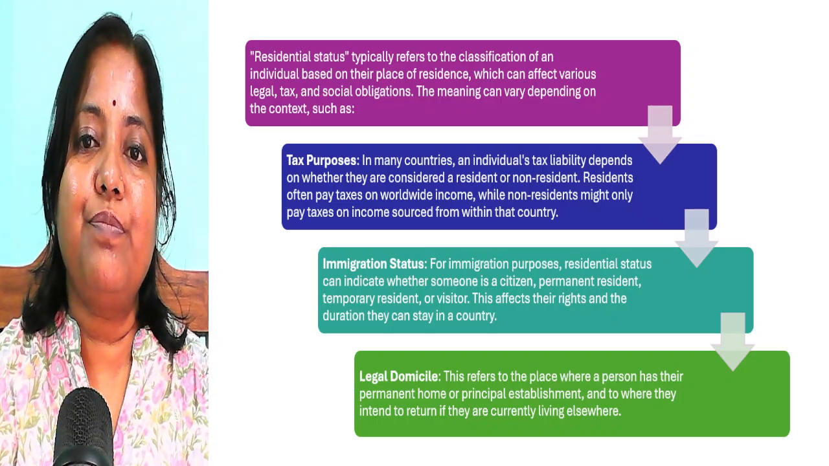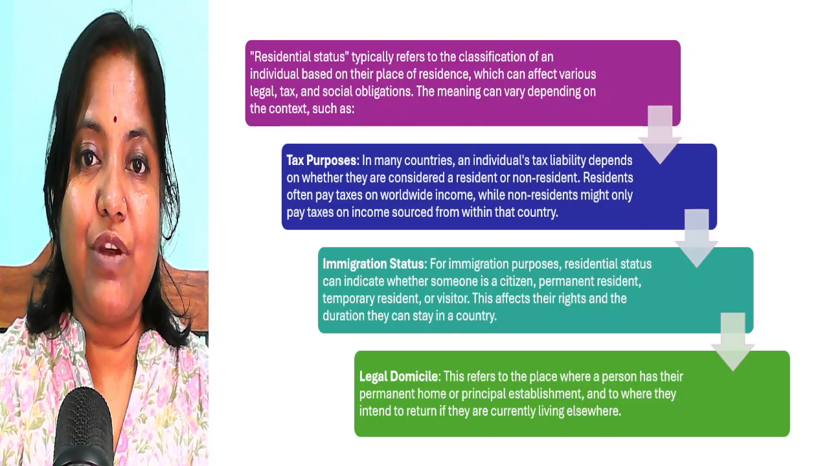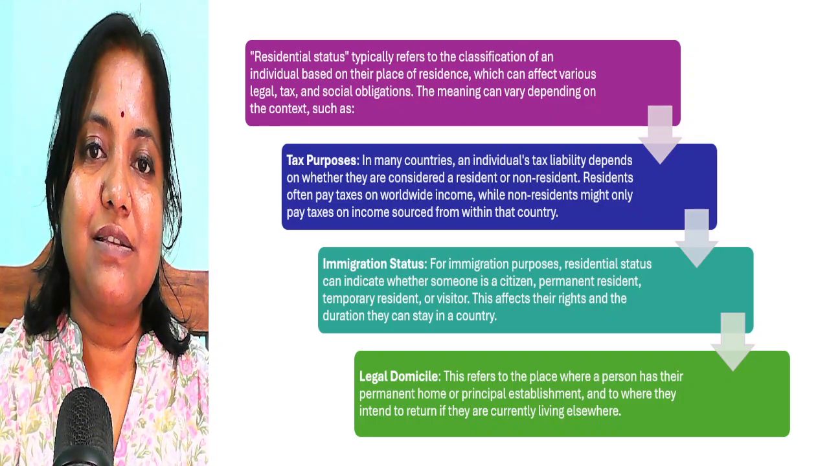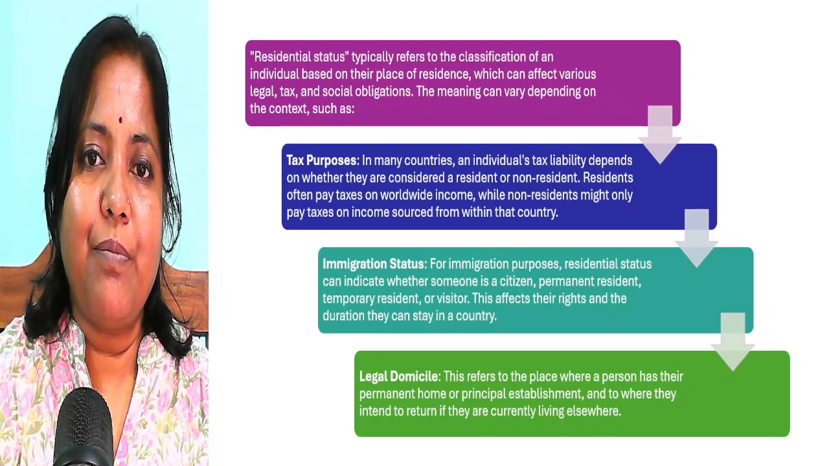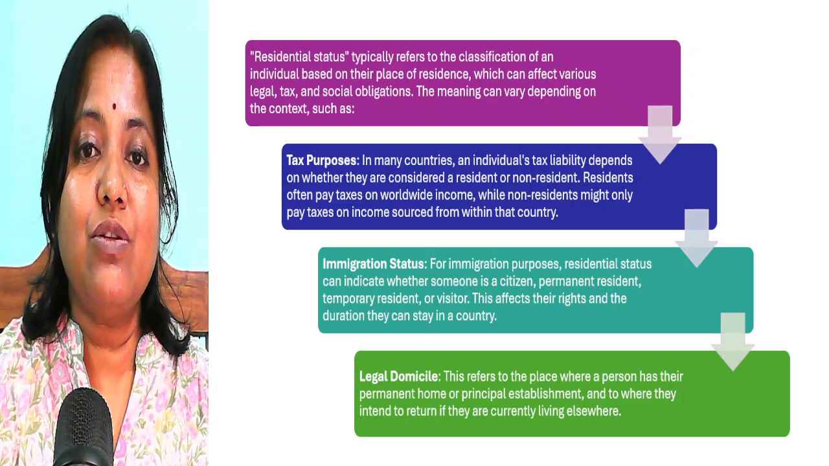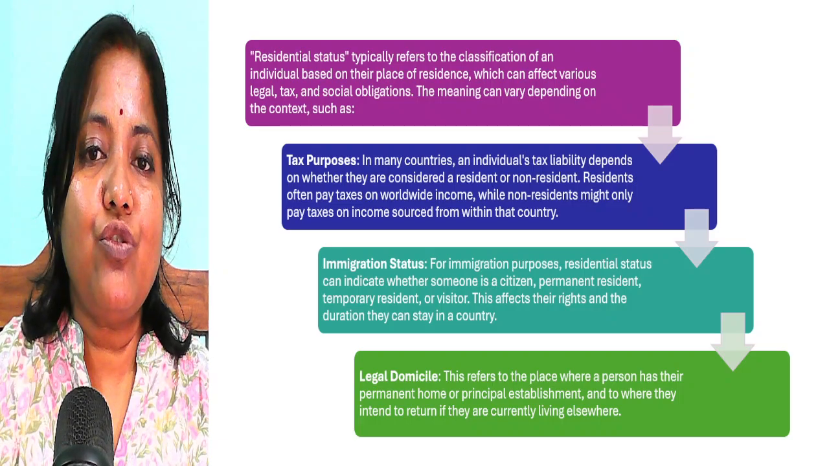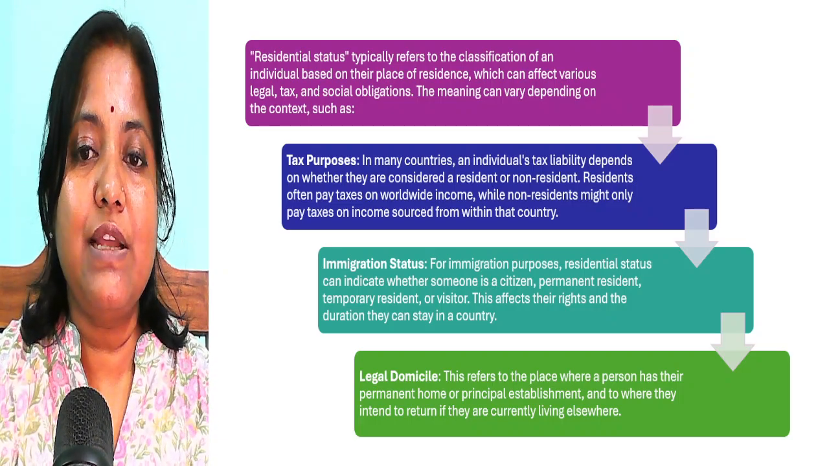So based on the place of residence, we decide the residential status of an individual, and the context why we want to know the residential status is also vital here. It affects different criteria like legal, tax and social obligations, and so based on that we have to know the residential status of an individual. Why do we want to know? For tax purposes, for immigration status, and for legal domicile.